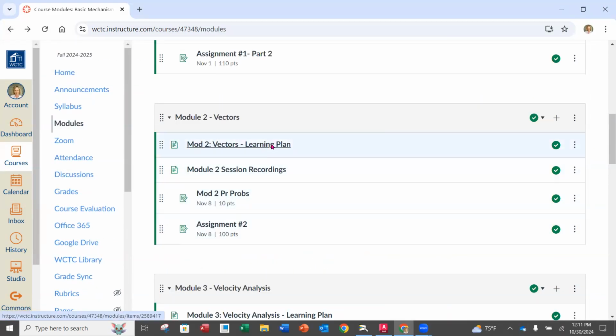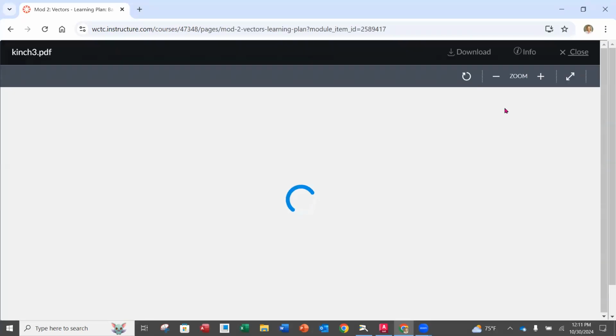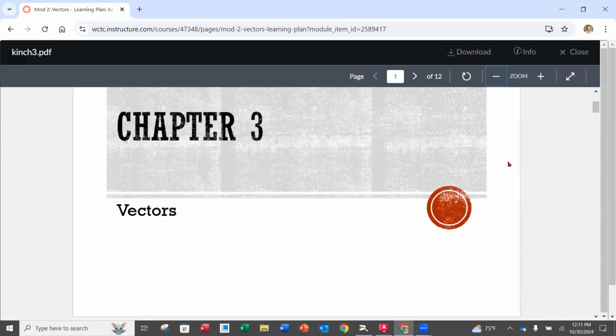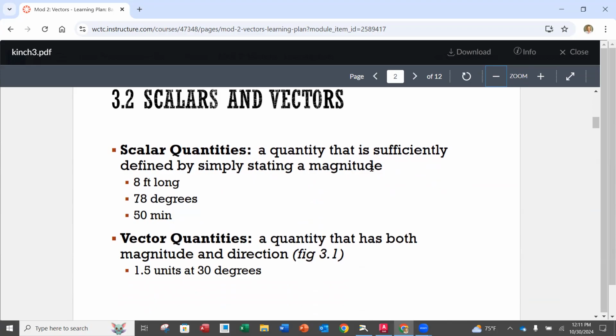So let me just go back to our learning plan. I'm going to open up our presentation. And again, it's going to be Chapter 3. Chapter 3 starts on page 43 in your book. And the first section that we're going to be looking at here is section 3.2, and it talks about the difference between scalar quantities and vector quantities.